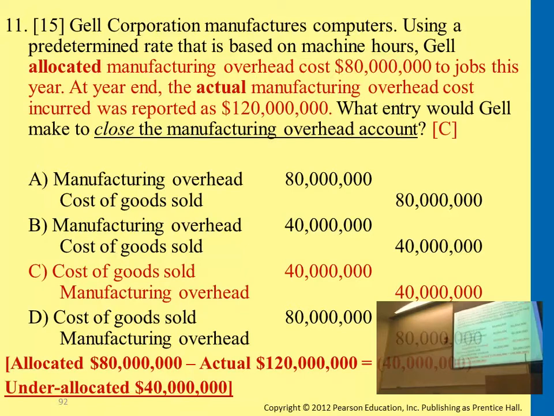So again, if this question flips this number, if we allocated $120 million and we only have actual cost of 80, then we'll be flipping these two accounts, reducing cost of goods sold and debiting manufacturing overhead.